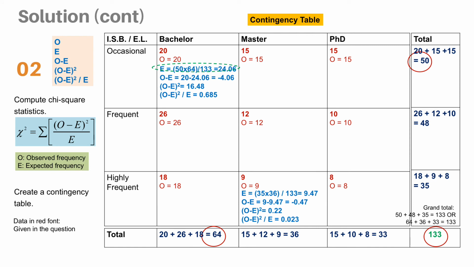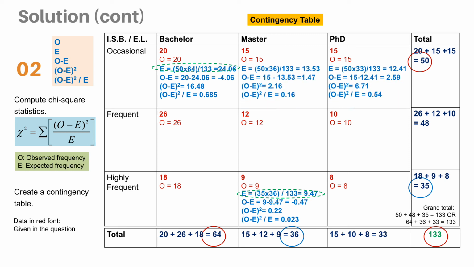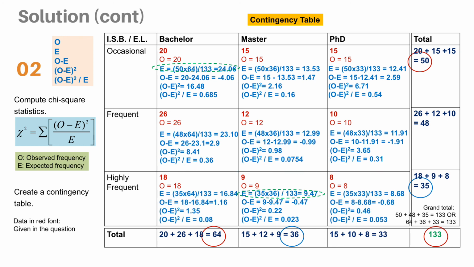Let's have a look at another example of how we're going to solve the E value. So the E value of the column master and highly frequent is given as the multiplication of 35 and 36 divided by 133. That gives a value of 9.47. So we have to complete this table by solving the value of E and also the value of O minus E squared per E for every column in this table.